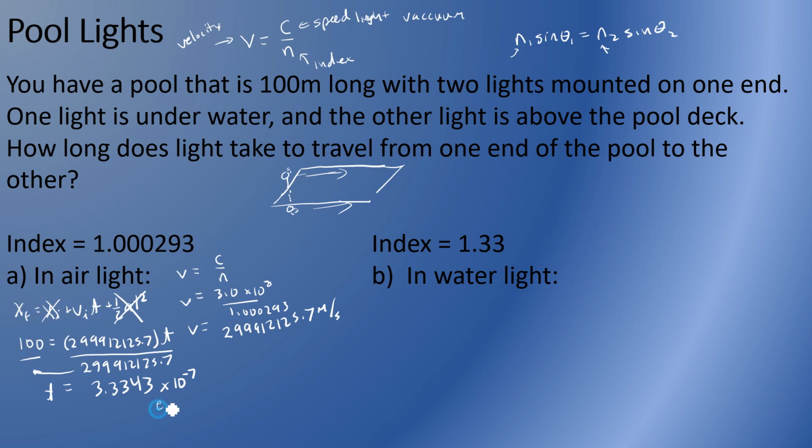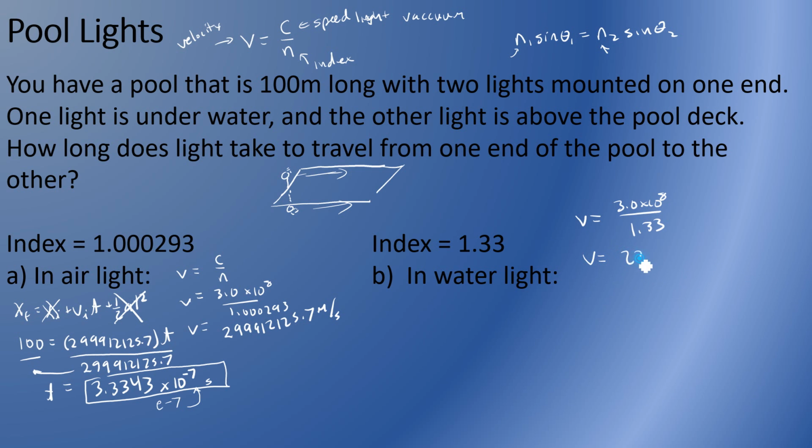Now my calculator spit out an E minus 7. That's what it means, scientific notation. So that's our time. And now let's do it for the water. So that's the time for the above water. Let's do the time for the in-water light. So first I'm going to have to find the velocity of the light, and use our new index of refraction.